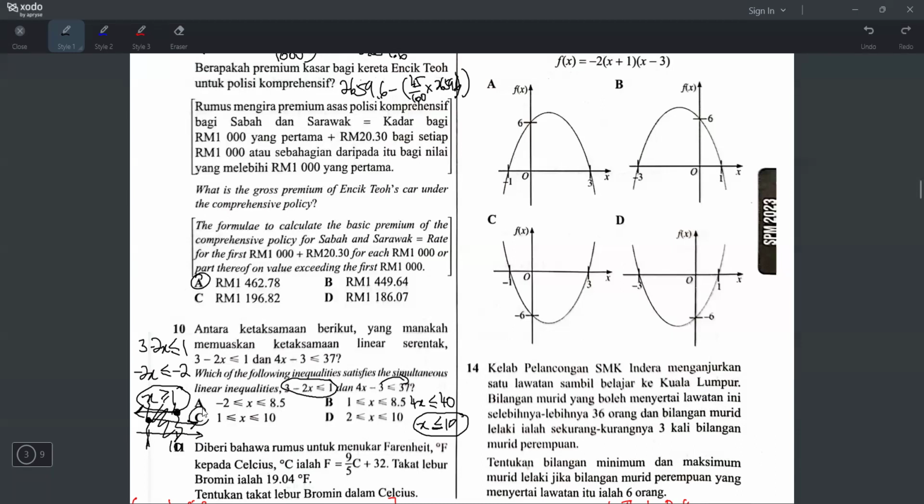So the answer is C. Your x is in between 1 and 10. The other ones all cannot lah. The other ones are wrong. So cara untuk tulis in between is like this. x bigger equals 1, x smaller equals 10. Okay, sudah siap.